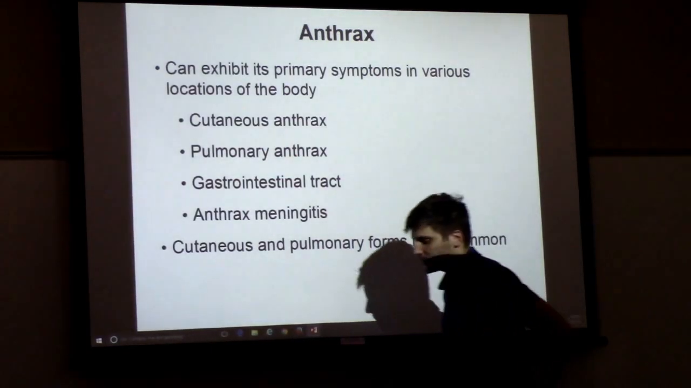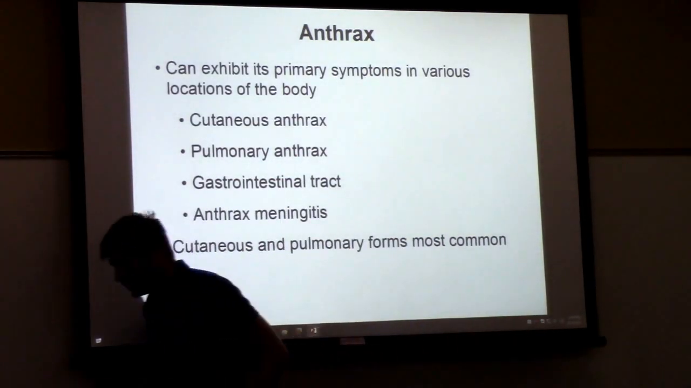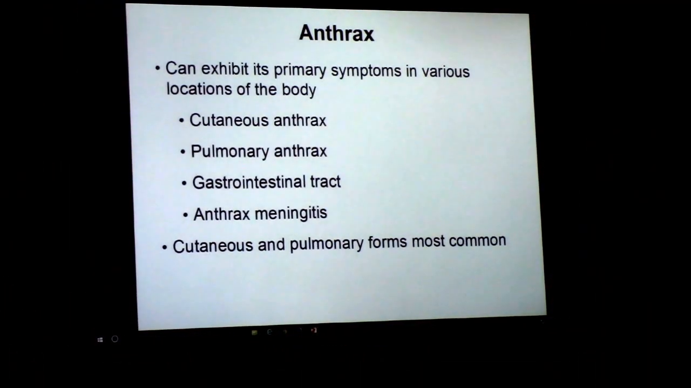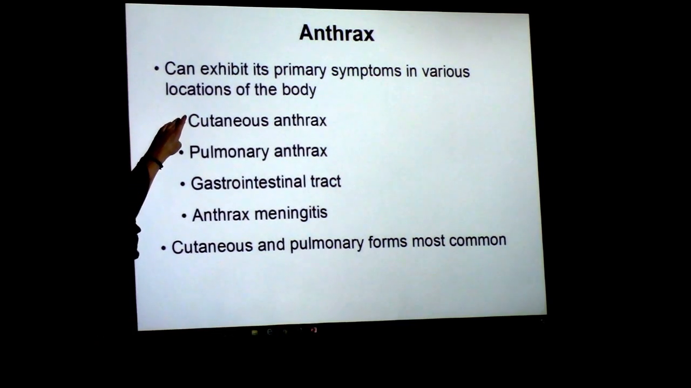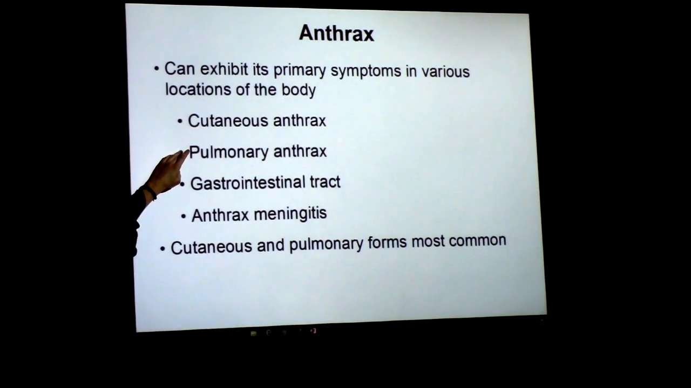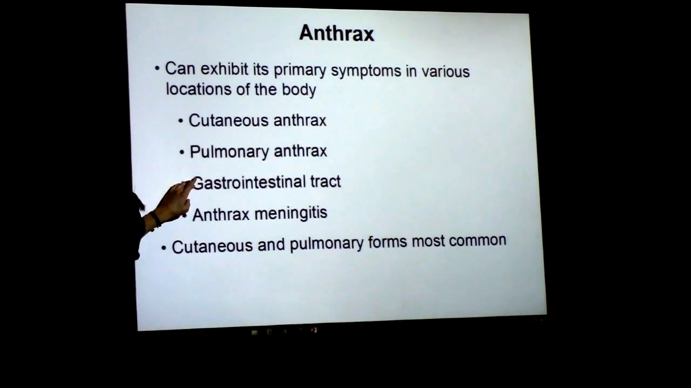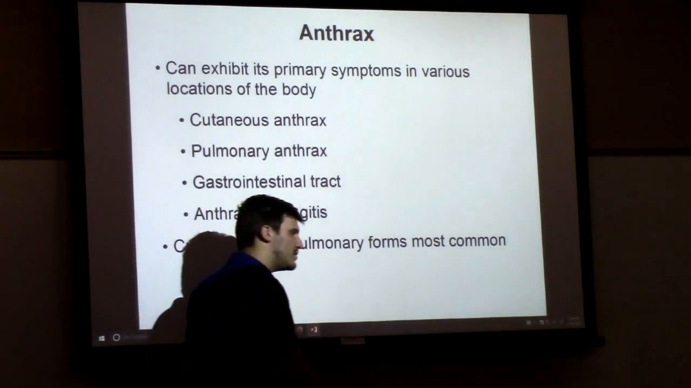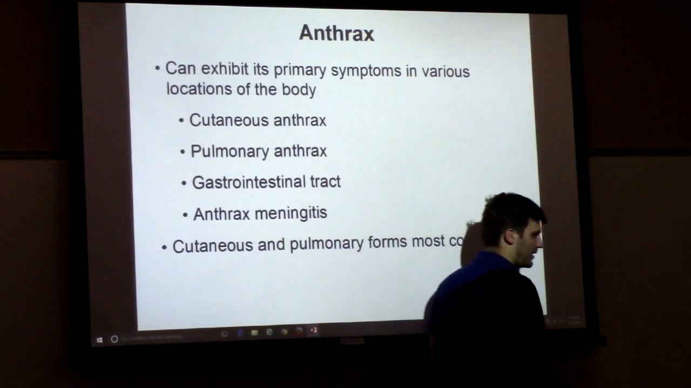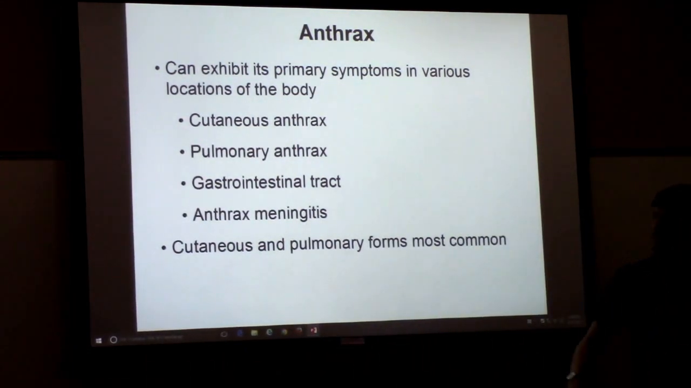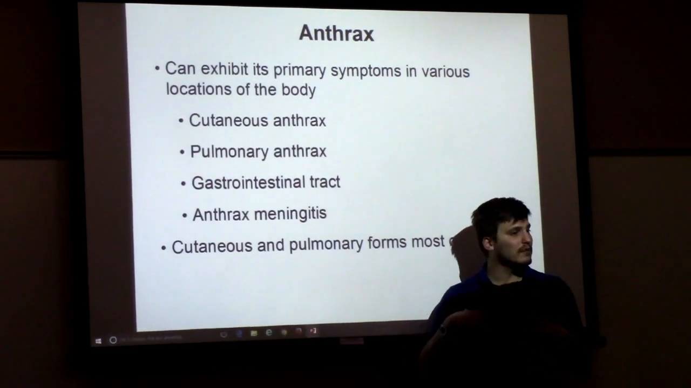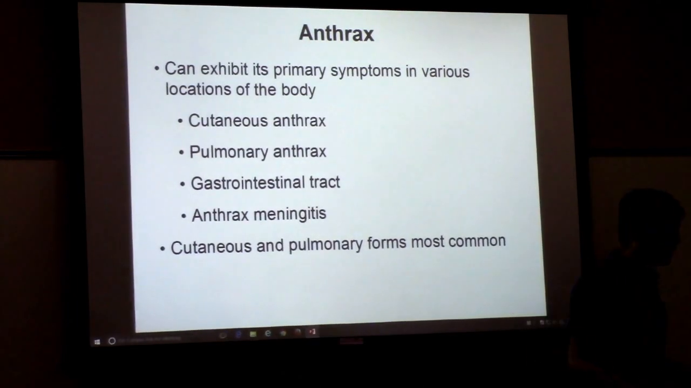Anthrax, so we've already talked a little bit about anthrax before. This is a bacterial organism known as Bacillus anthracis, and it can infect a whole bunch of different areas of the body. The skin, known as cutaneous anthrax, the lungs, known as pulmonary anthrax, the GI tract, known as gastrointestinal anthrax, and then the brain or the meninges, known as anthrax meningitis. By and large, the two most common forms are cutaneous and pulmonary. And pulmonary often gets into the bloodstream, and that's why we're talking about it in the bloodstream.